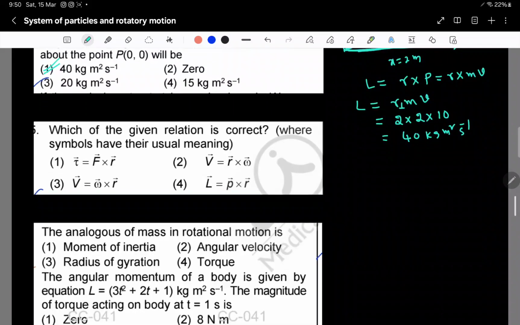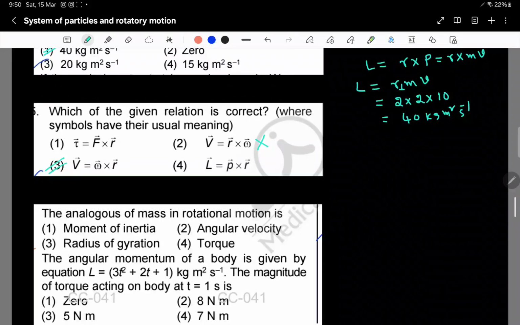Which of the following given relations is correct? It is easy only, students. Relation between linear velocity and angular velocity in vector notation: v equal to omega cross r. This is the correct option. Here r cross omega is also given, which is wrong, students. v equal to omega cross r, vector notation.